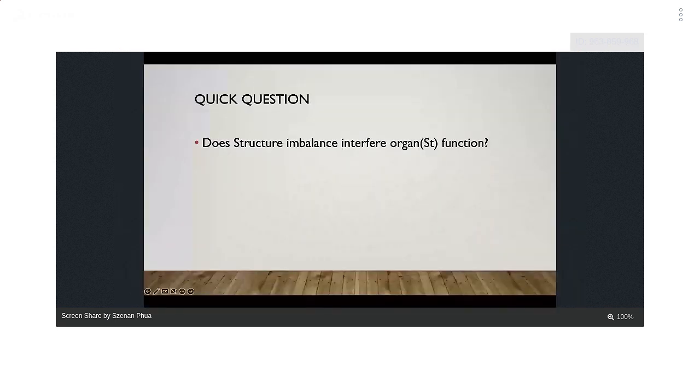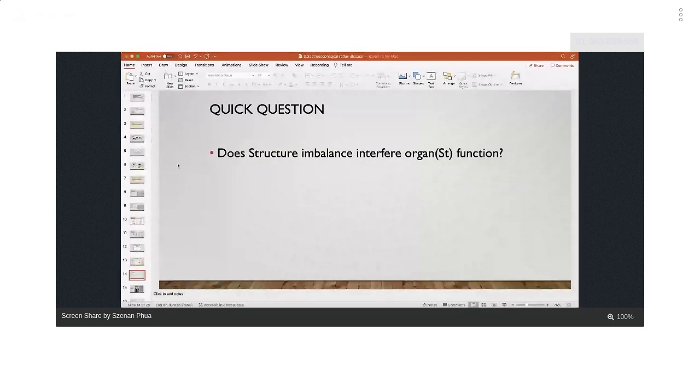Now, my next question is, does structural imbalance interfere with organs? Today, we're talking about the stomach mainly, organ function or stomach function. If you think it does, please reply why, or if it doesn't, please reply no. Yes, it does. Then my next question for you, do you have any strategy to help with your patient's structural imbalance?